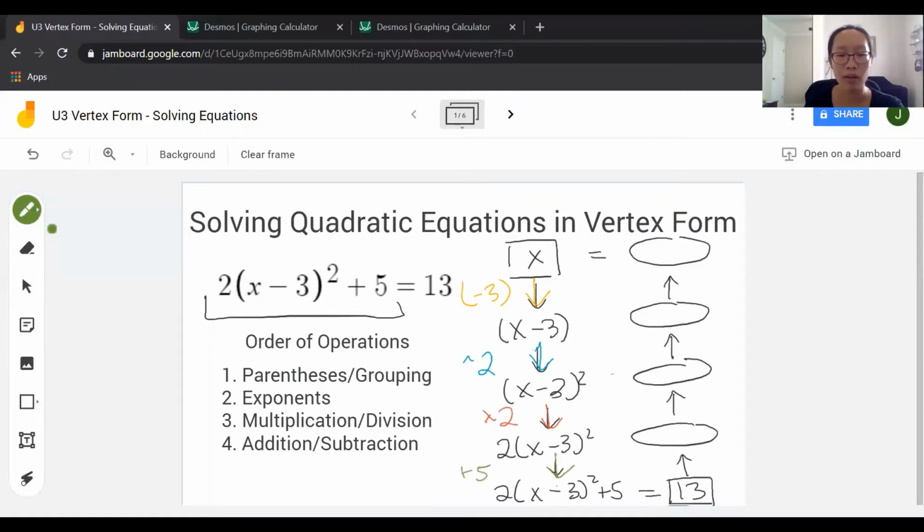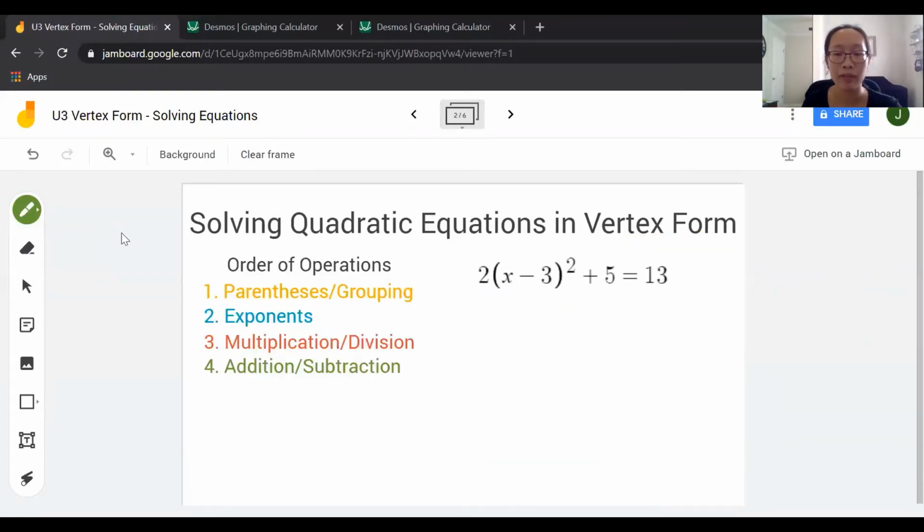To undo all of that and go back uptown, I can undo the plus 5 by subtracting 5. I undo the multiplying by 2 by dividing by 2. I undo a square by taking a square root, and I undo what was in the parentheses by adding 3. That will take me to this final value, which is the x that I started with. That gave me a 13.